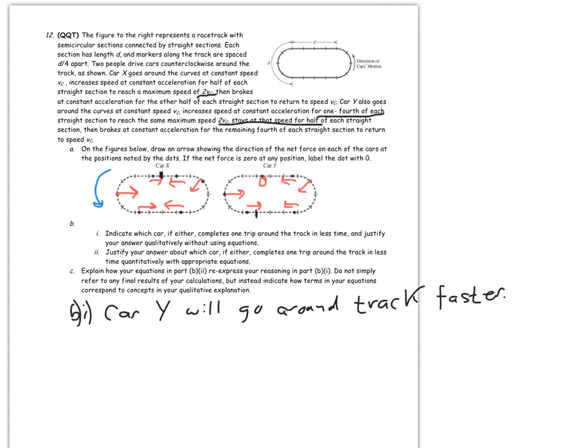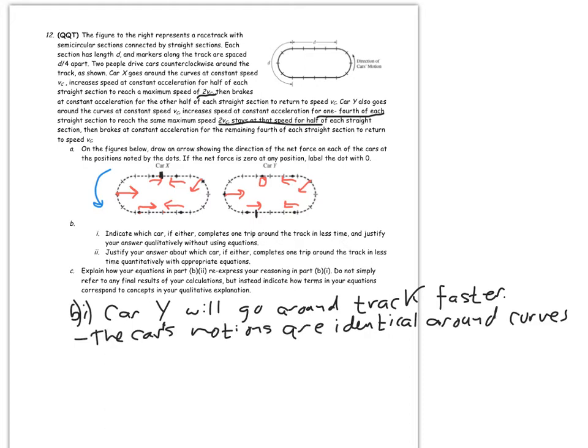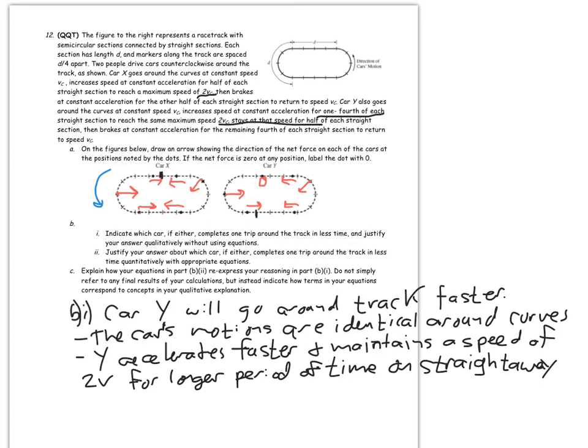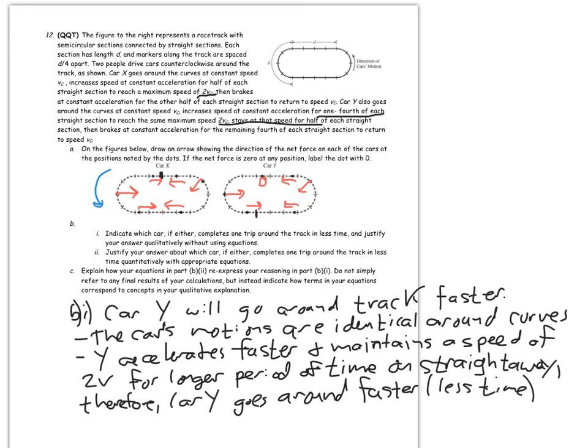Number one, their motion is identical around the curves. Second point I would make would be that Y accelerates faster and maintains a speed of 2v for a longer period of time on the straightaway. And then just bringing it all together, therefore car Y goes around faster. So there is our conceptual explanation of this. Let's go ahead and do a mathematical one.